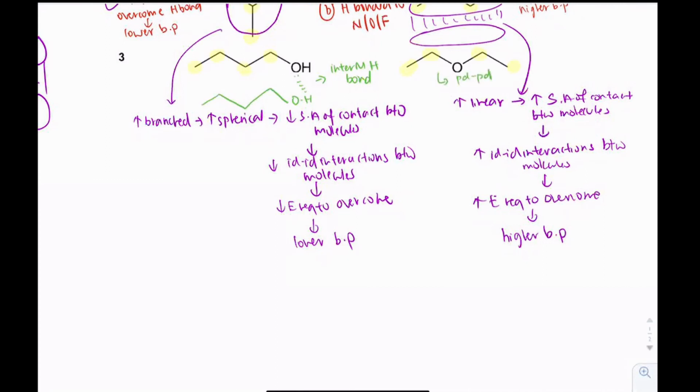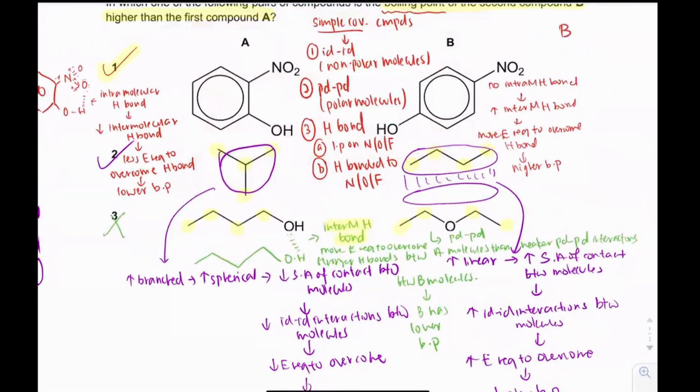So between hydrogen bond and PD-PD, definitely hydrogen bond is stronger. So therefore, over here, more energy required to overcome stronger hydrogen bonds between A molecules. Then weaker PD-PD interactions between B molecules. So therefore, B has a lower boiling point, which is not what we want. So if we want 1 and 2, the answer is B.